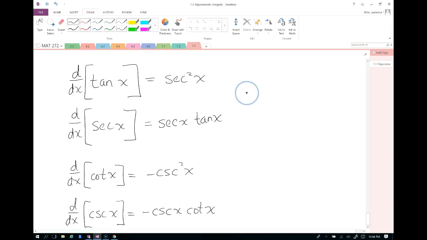We also want to keep in mind our Pythagorean identities in case we have to switch between any of these two functions. So remember, tan squared plus 1 equals secant squared. And then 1 plus cotan squared, it really doesn't matter what order those two terms are in, equals cosecant squared.